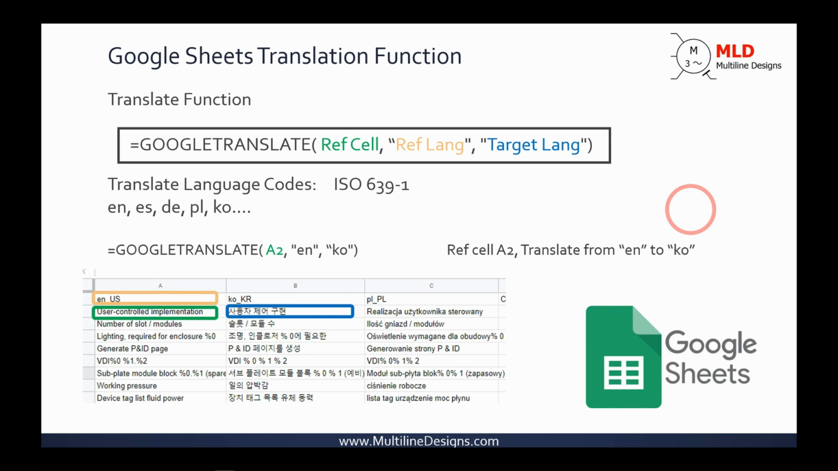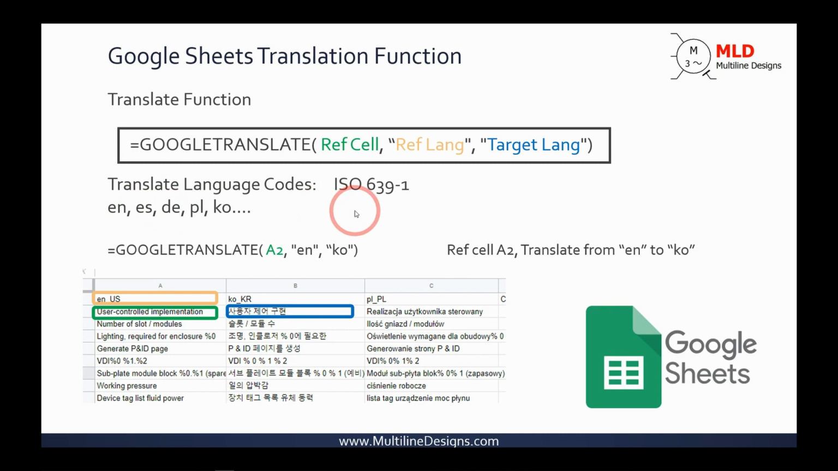What we're going to do is basically pass it a reference cell, and then the two languages: the reference language and the translate language. To do this, we're going to first pass it a cell to reference, and then two translation codes. These translation codes, you can find online if you type in Google Translate language codes or ISO 639-1. And if you're used to using the translation dictionary in EPLAN, you'll recognize some of these.